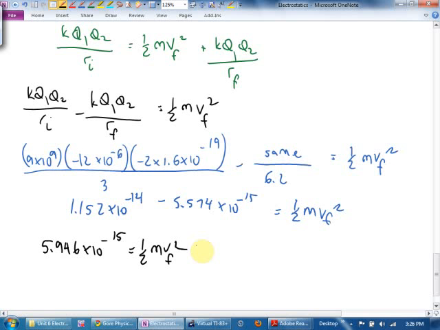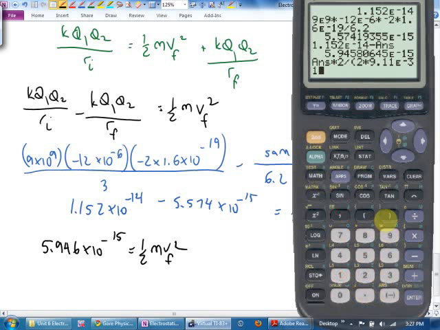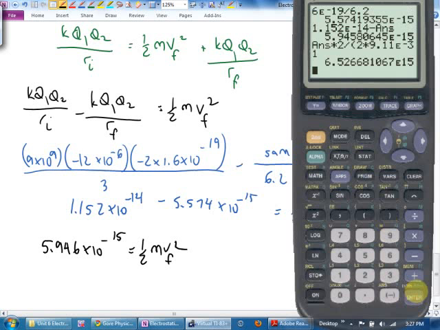How do I get the v final by itself? Take this number and do what? Times by 2 and divide by the mass of 2 electrons, because I did say 2 electrons. So times by 2, divide by the mass of 2 electrons: 2 times 9.11 times 10 to the negative 31. That's v final squared. How do I get rid of the squared?